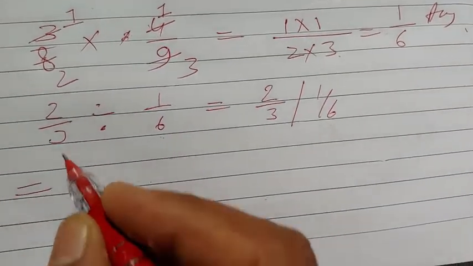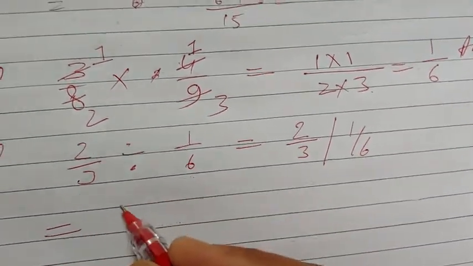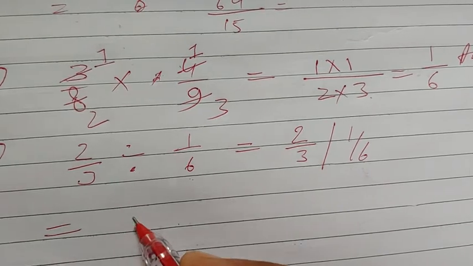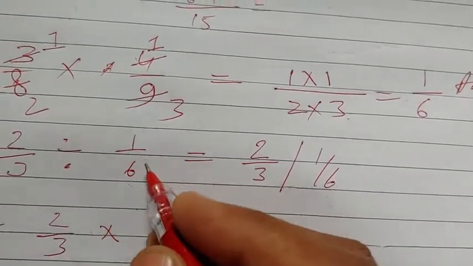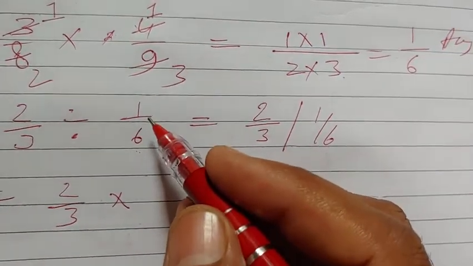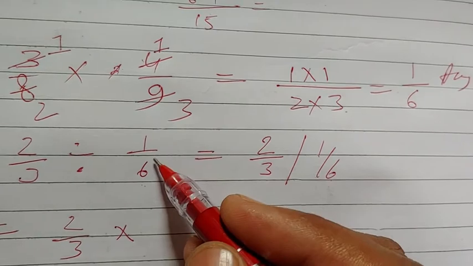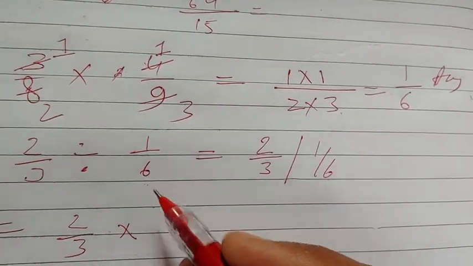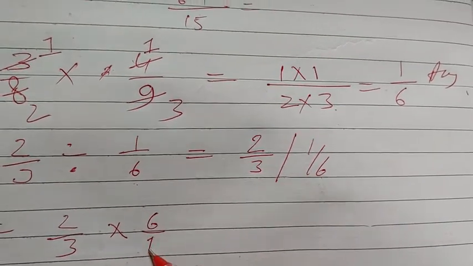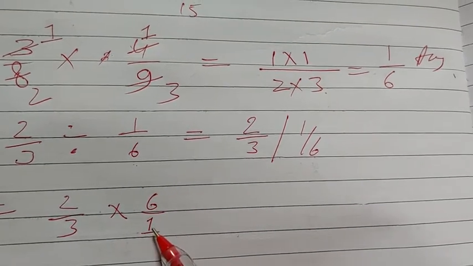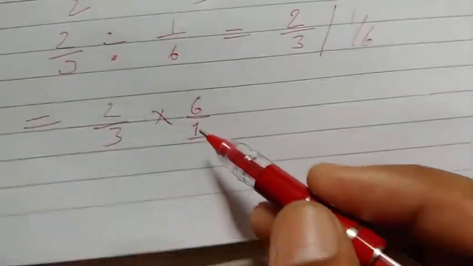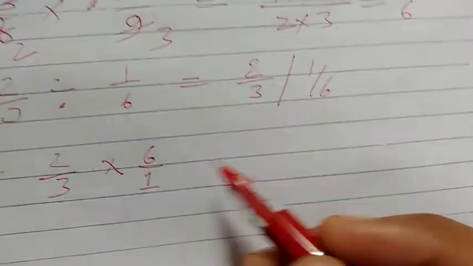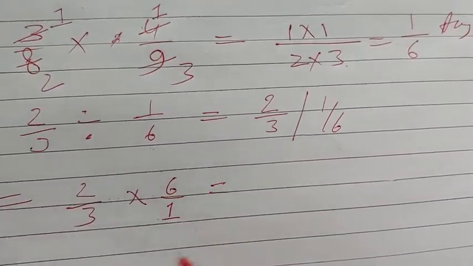First of all, we write the first fraction the same, 2 upon 3. Then put a multiplication mark here and keep the reciprocal of the second. Reciprocal means the denominator becomes the numerator and the numerator becomes the denominator. So 1 by 6 will be converted into 6 upon 1. I am writing 1 in the denominator just as a precaution to help you understand, because a denominator of 1 has no meaning.